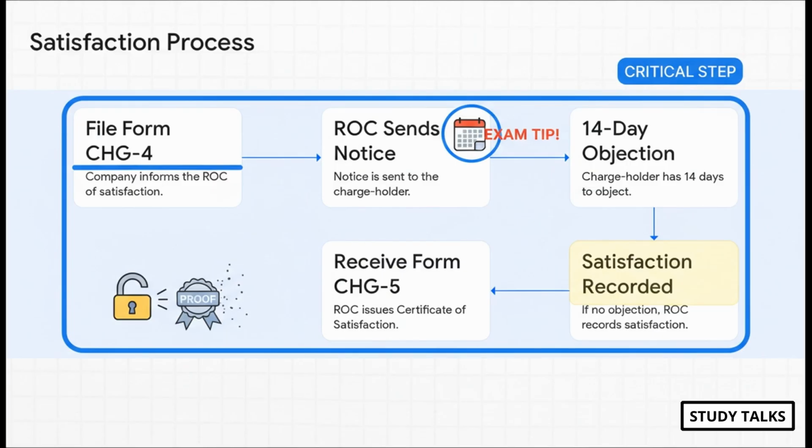They'll send a notice to the lender, the charge holder, and say, hey, these guys say they've paid you back. Is that true? The lender then has 14 days to object. If they stay quiet, it's assumed they agree. The ROC then officially records the satisfaction and gives you that golden ticket, the Certificate of Satisfaction in Form CHG-5. That's the document that officially frees up your asset.